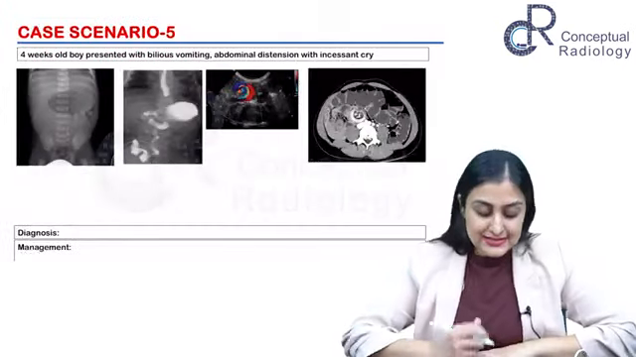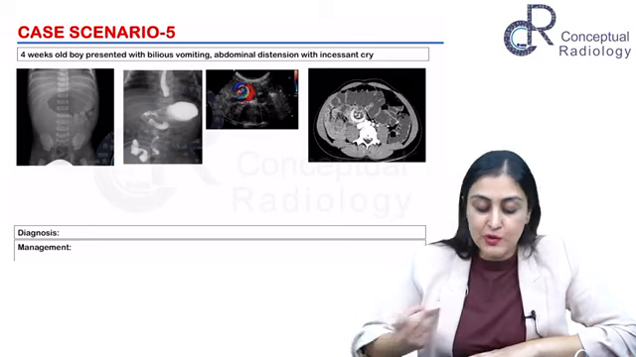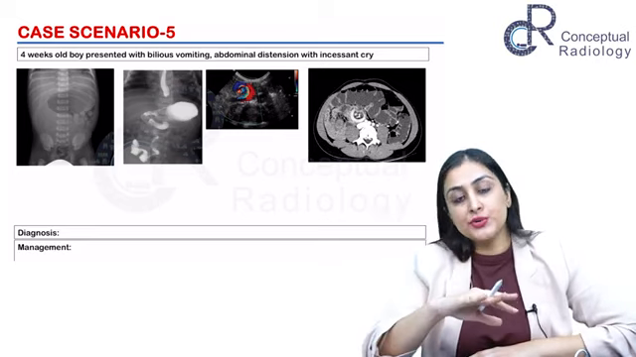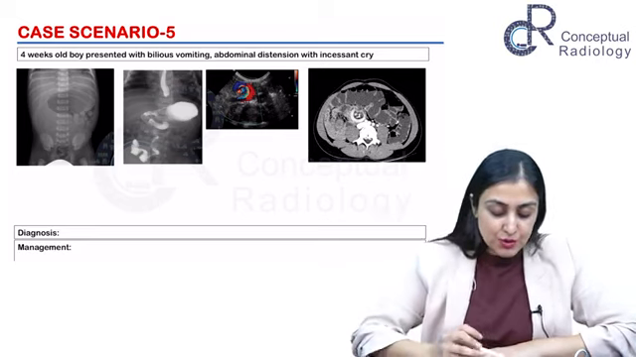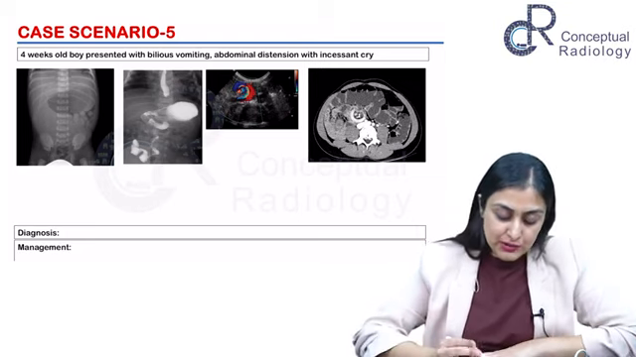Let's talk about the next scenario. So now we have a 4-week-old boy with bilious vomiting, abdominal distension. So I'm localizing somewhere around distal to the duodenum, but because the X-ray is not showing a lot of air bubbles, it's a high obstruction again, right? So now what do we have?